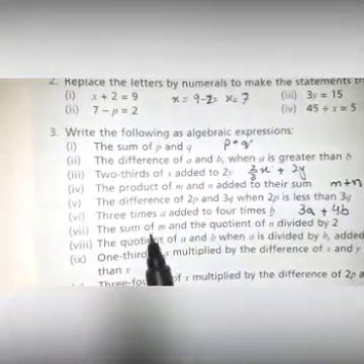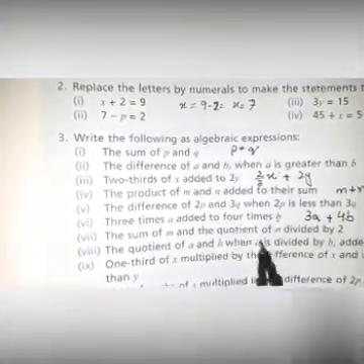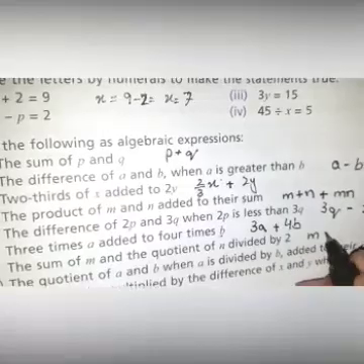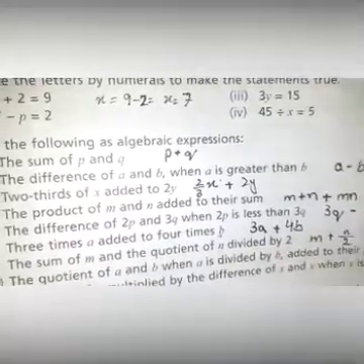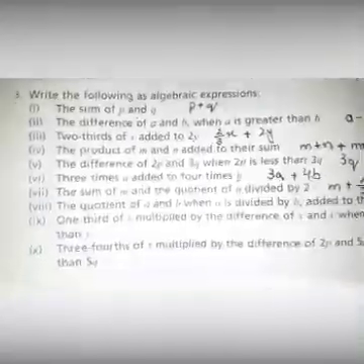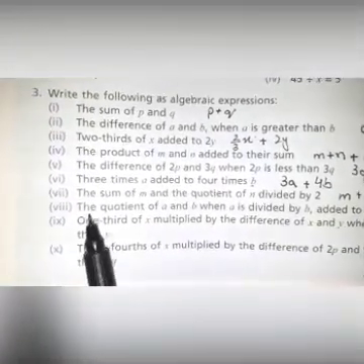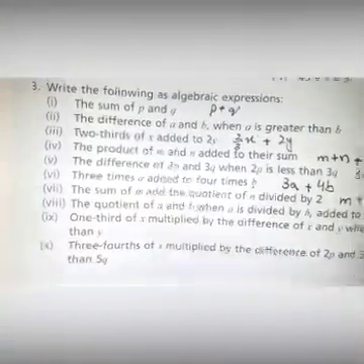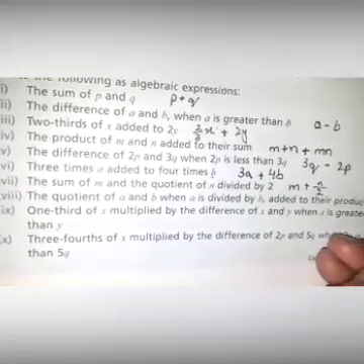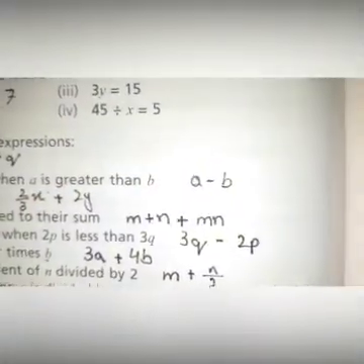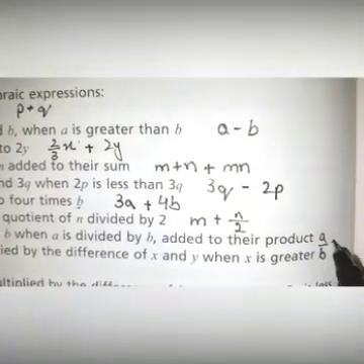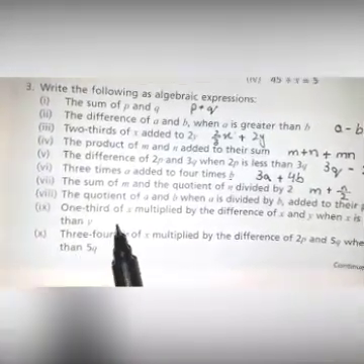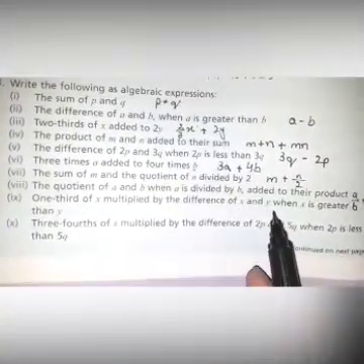Part 7, the sum of m and n, the quotient of n divided by 2. So the answer will be m plus n over 2. Now part 8, the quotient of a and b when a is divided by b, added to their product. So the answer will be a over b plus ab. That is the answer.